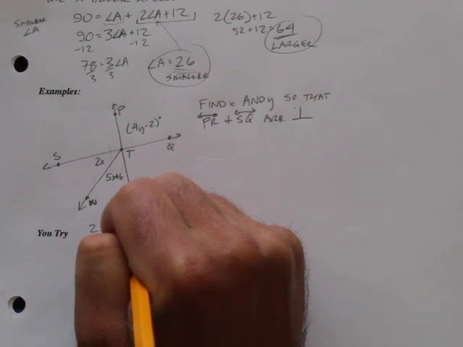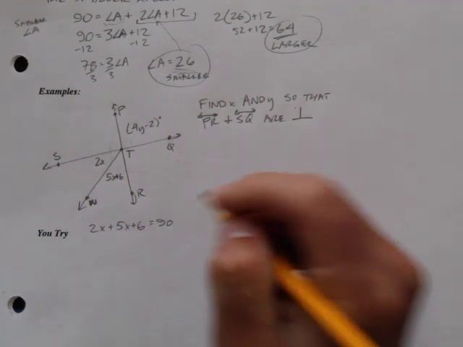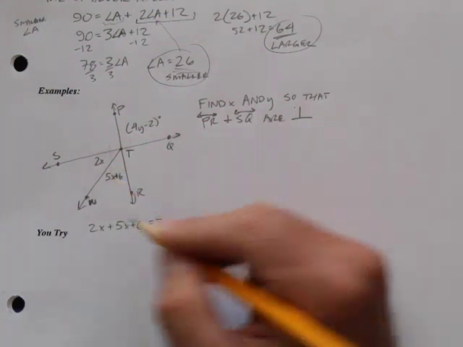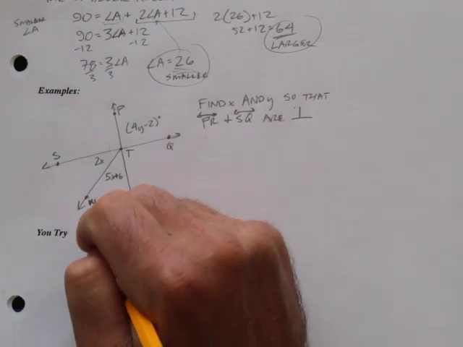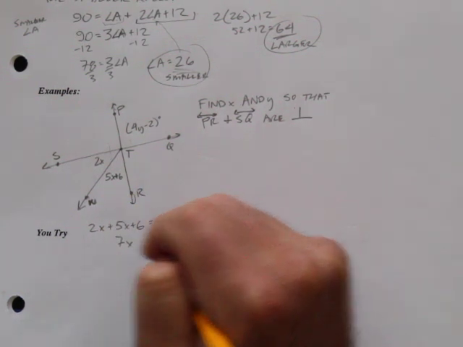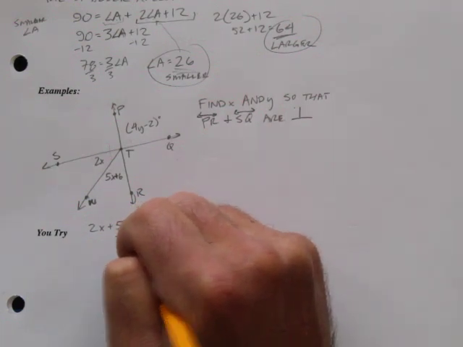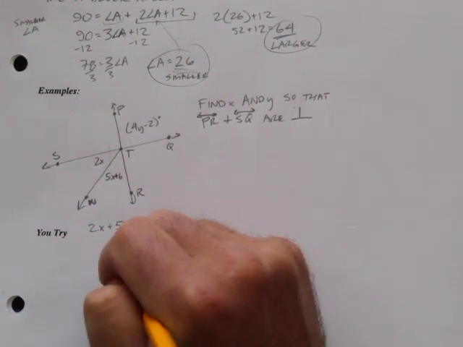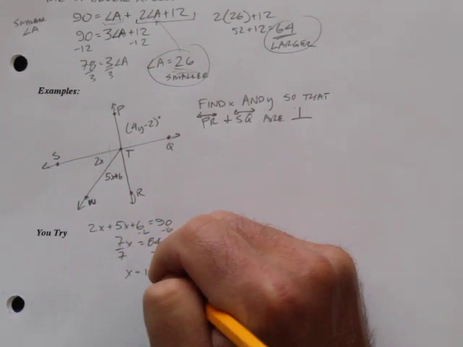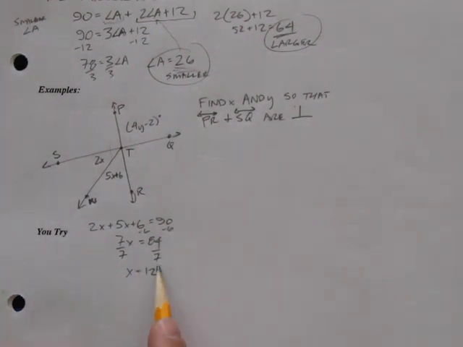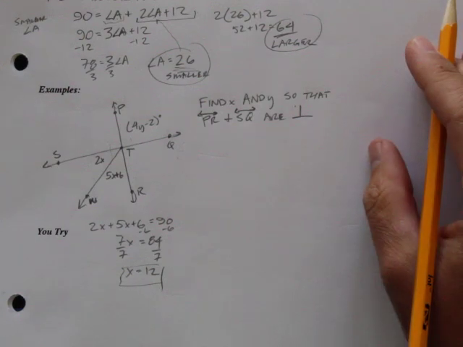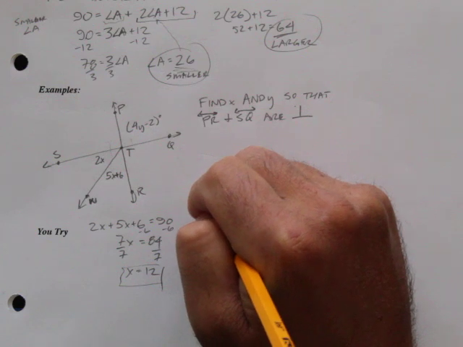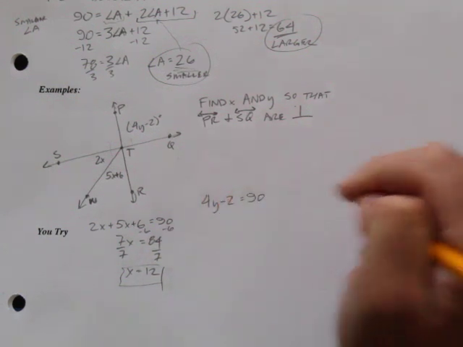2x plus 5x plus 6 equals 90 degrees. So I just take all of the angle measures in here and add them up to be 90 degrees. Now I solve for x. 2x plus 5x is 7x, and I want to subtract 6 from both sides, so 7x equals 84. Then I divide both sides by 7, x equals 12. 84 divided by 7 is 12. So x equals 12, and now I need to find out what y equals.